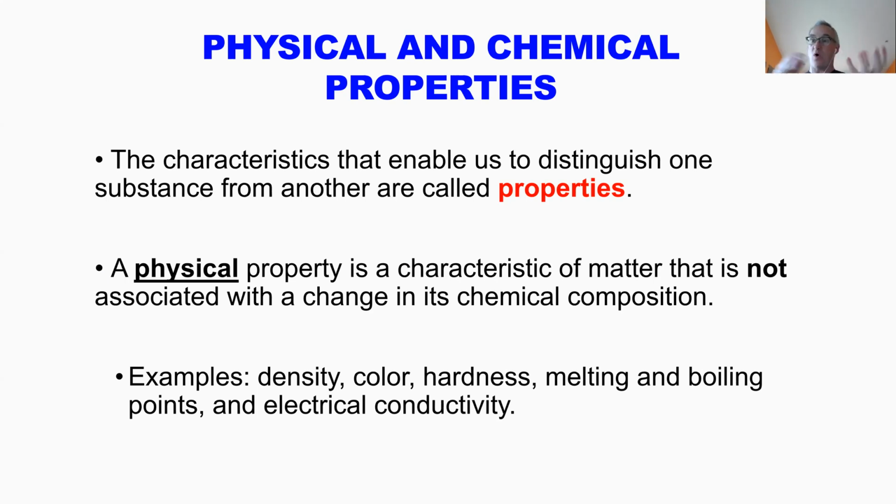A physical property is not associated with a change in its chemistry. So ice and water are exactly the same molecule, just in different orientations. The molecules are moving faster in the water, the liquid, than in the solid. They're not moving as quickly. So the chemical composition doesn't change. Examples of physical properties are density, obviously, the color of something, whether it's hard or soft, like a diamond is hard and talcum powder is soft. That's a physical property of those particular compounds.